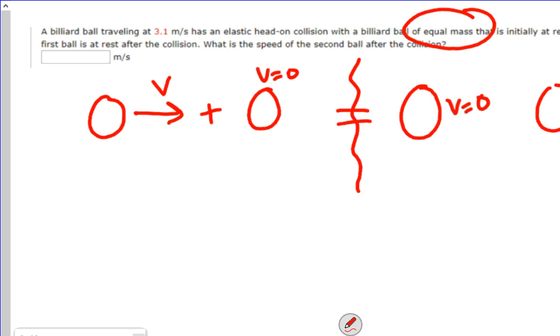But don't forget your masses. If you say, well, they don't tell me what the mass is, but you know they're the same, you can put any number you want in there. I'd keep it easy. I'd make it 1. That's how I would solve that.